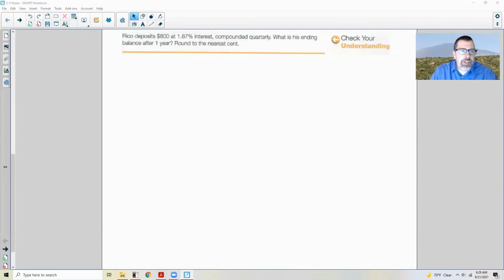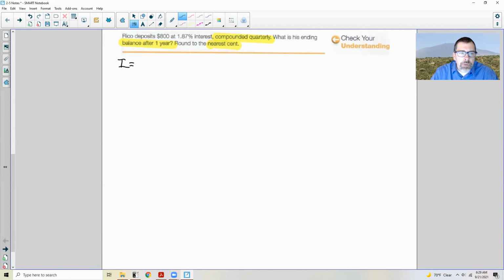Okay, so the check your understanding: Rico deposits $800 at 1.87% interest, compounded quarterly. All right, so there's the key right there, compounded quarterly. What's his balance after 1 year? Round to the nearest penny. All righty, so here we go.